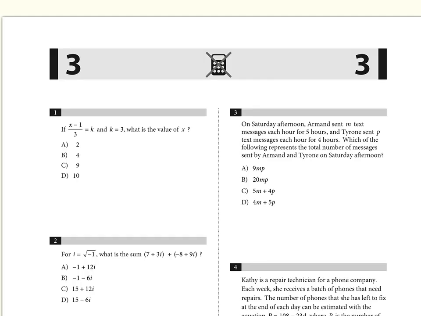So in the first problem, it says that k is 3. That means that you want to put 3 in here. I would basically just make that a 3. Now you can put it over 1, cross multiply. So you got 3 times 3 equals 1 times x minus 1, which is just x minus 1. So 9 is x minus 1, x is 10. So the answer is D.